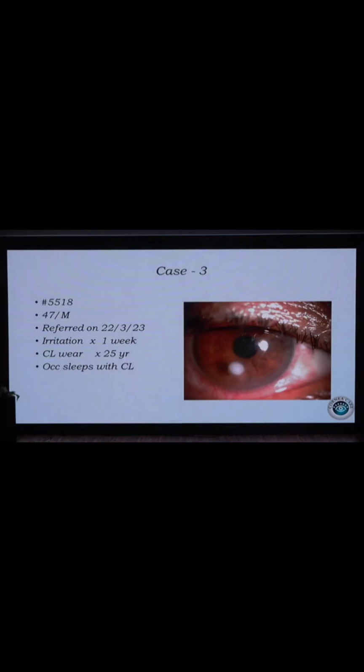This patient had been using contact lenses for the last 25 years. He occasionally used to sleep with those. So he got some ulcer and was referred to me with this. The ulcer is looking very dense. 6 days back, he consulted our doctor. At that time, he was put on this cocktail.